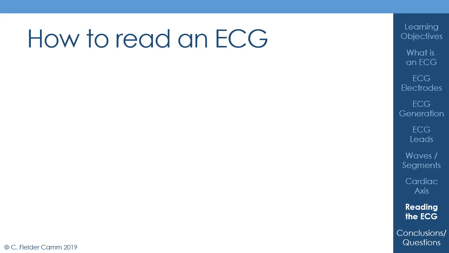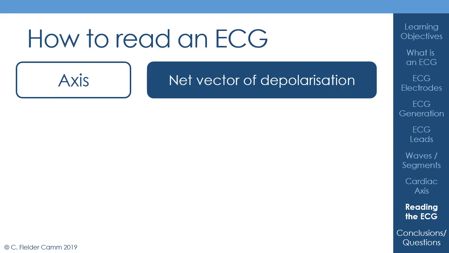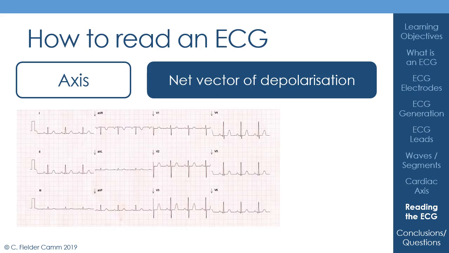So we've talked about rate and rhythm, and so now we're going to talk about axis again, and hopefully you're all much happier with cardiac axis at this point. And so this is our net direction of depolarization. And so here's our example ECG.